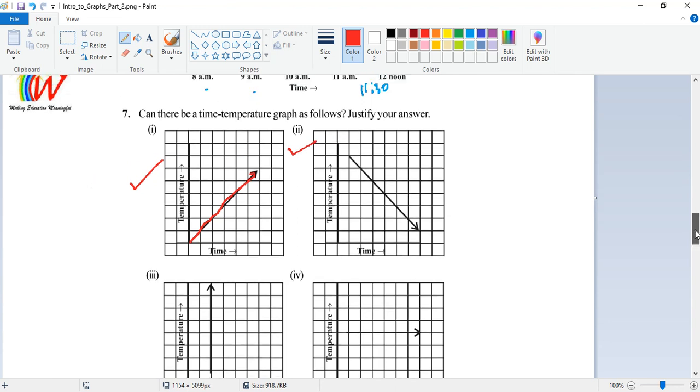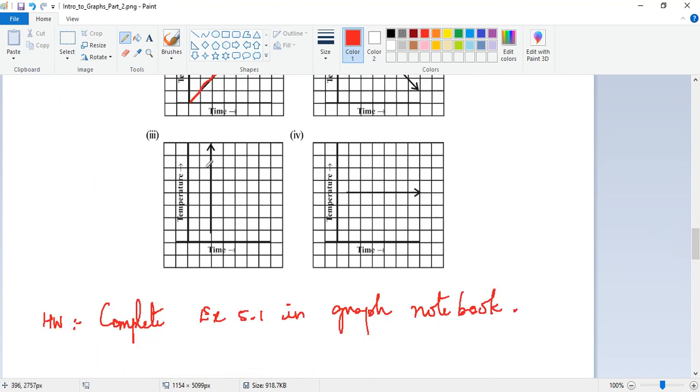Then come to the third one. Here time is not increasing, just the temperature is increasing. Is it possible? See, what does this mean? At this particular time, you have this temperature, this temperature, and this temperature also. It's not possible, right? You can have only one temperature at a particular time. If you keep one object, it has a temperature at a particular time, and as time goes, it will either increase or decrease, or remain the same. But it can't have different temperatures at the same time for a single object. So this is not possible.